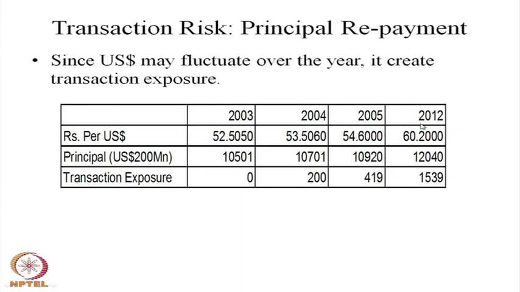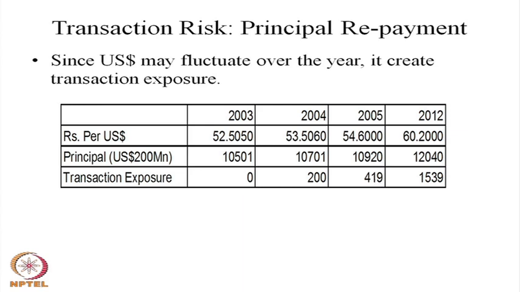In 2012 when actual repayment took place, at that time the dollar is 62.00. So the Indian company has to repay 12,040 as the principal amount. But how much did he get? He got 10,501 principal, but because the dollar is fluctuating, in 2012 when actual repayment took place, he will pay 12,040. If the rupee remains constant at 52.50, there will be no transaction exposure. When the rupee rate increases, suppose to 53.50, the amount will be 10,701. So the transaction exposure is 200 million. Similarly in 2005, suppose you want to repay, that time the rate is 54.60. The actual repayment will be 10,920 millions of rupees, and the transaction exposure is 419 millions of rupees.